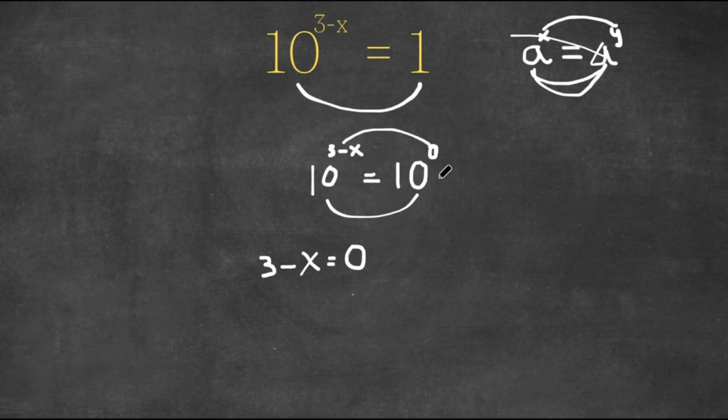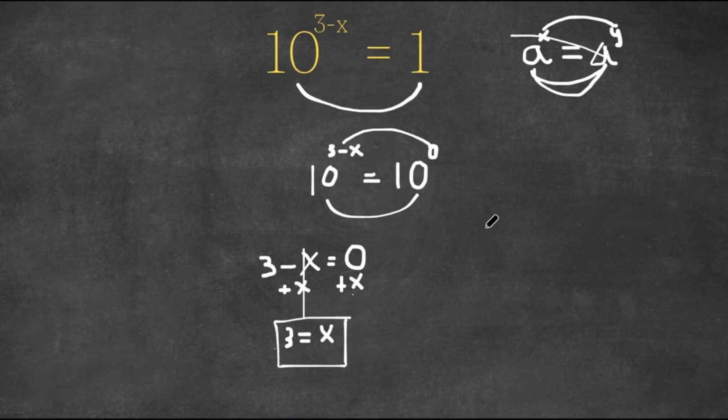So now, to get the value of x, we're going to have to make it go to the right side. So we're going to add x on both sides, and these two cancel out. So we're left with 3 equals 0 plus x, which is x. So now we have our value for x.